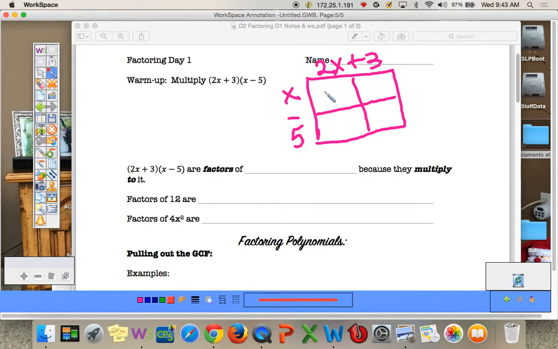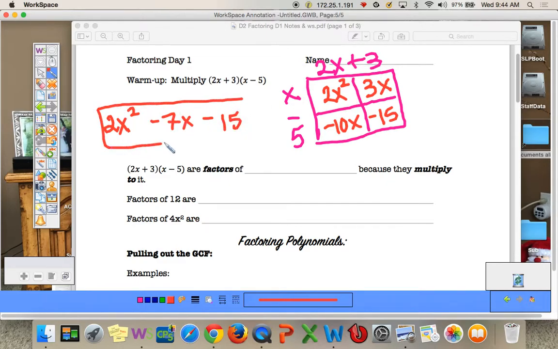2x times x is 2x squared. 3 times x is 3x. 2x times negative 5 is negative 10x. And 3 times negative 5 is negative 15. Let's combine like terms and write it out. So we have 2x squared minus 7x minus 15. All right, so we're multiplying out binomials. You can use FOIL or the rectangle.